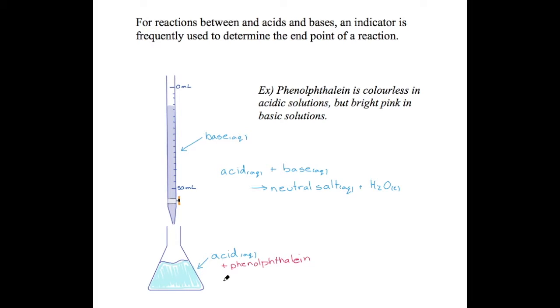So you have your acid with your phenolphthalein. This should be what color? Well, this should be colorless. And then what we're going to do is put our base into the burette, and we'll slowly add the base into the acid until our reaction is complete.